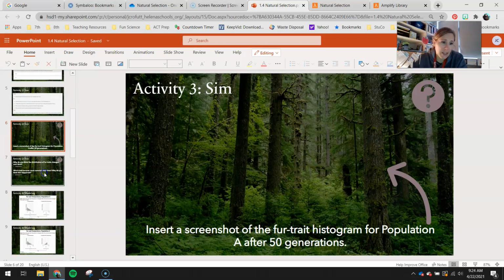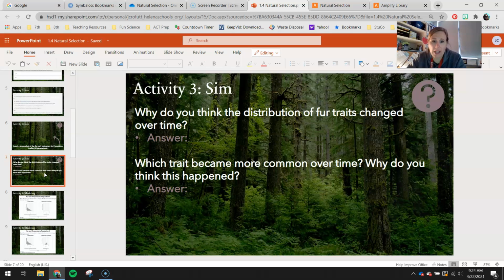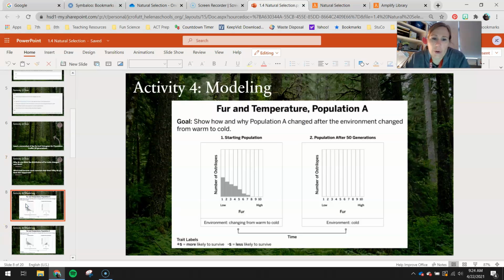All right, moving on into your activity 3. Why do you think the distribution of fur traits changed over time? So make a prediction. You know, when we made it colder in that environment, what do you guys think caused that distribution to change? And which trait became more common over time? So that would be an adaptive trait. So which one of those was an adaptive trait that made that individual survive a little bit more easily, therefore becoming a little bit more common? So why do you think this happened?